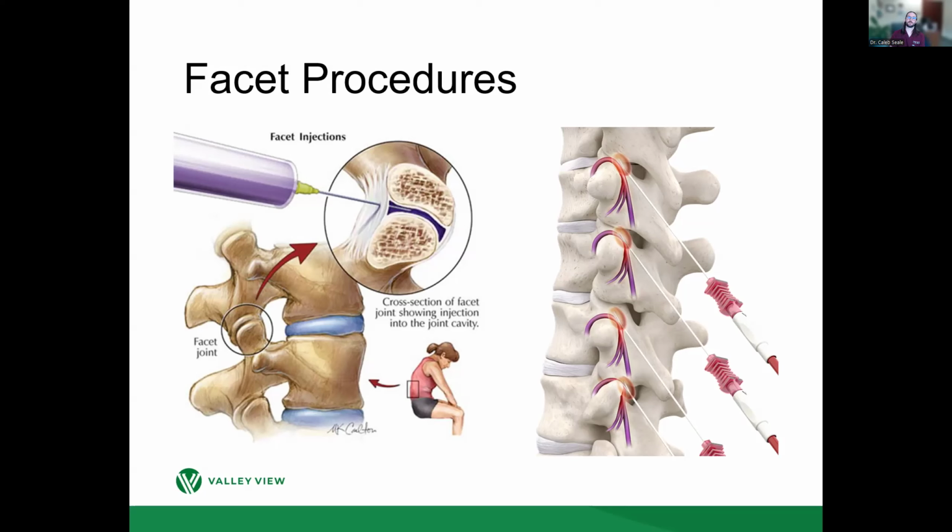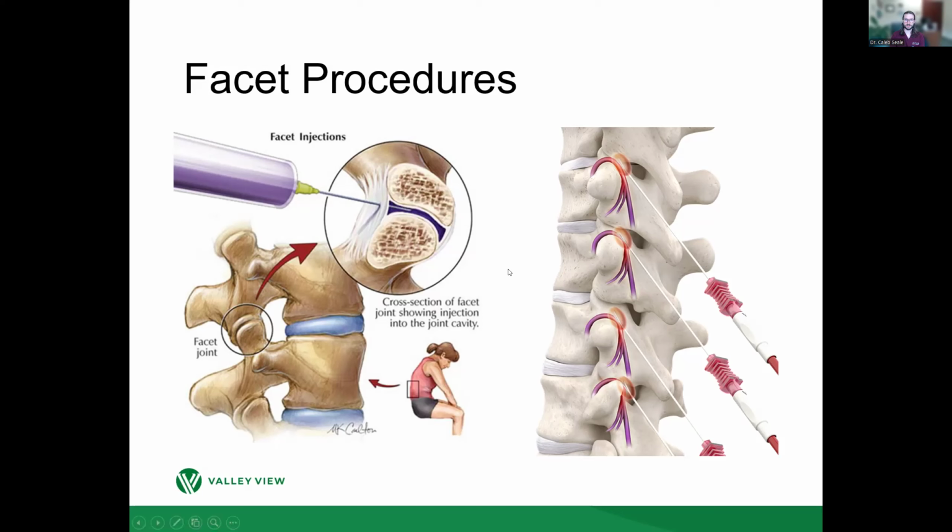This picture on the right, these are showing some specialized needles that have an active tip of that needle that can heat up to 80 degrees Celsius and it actually ablates, burns, or cauterizes, whatever term you like to use, a small nerve that can send those pain signals from the joint to your brain. And so if you can burn that nerve, then it can't send those pain signals to the brain.